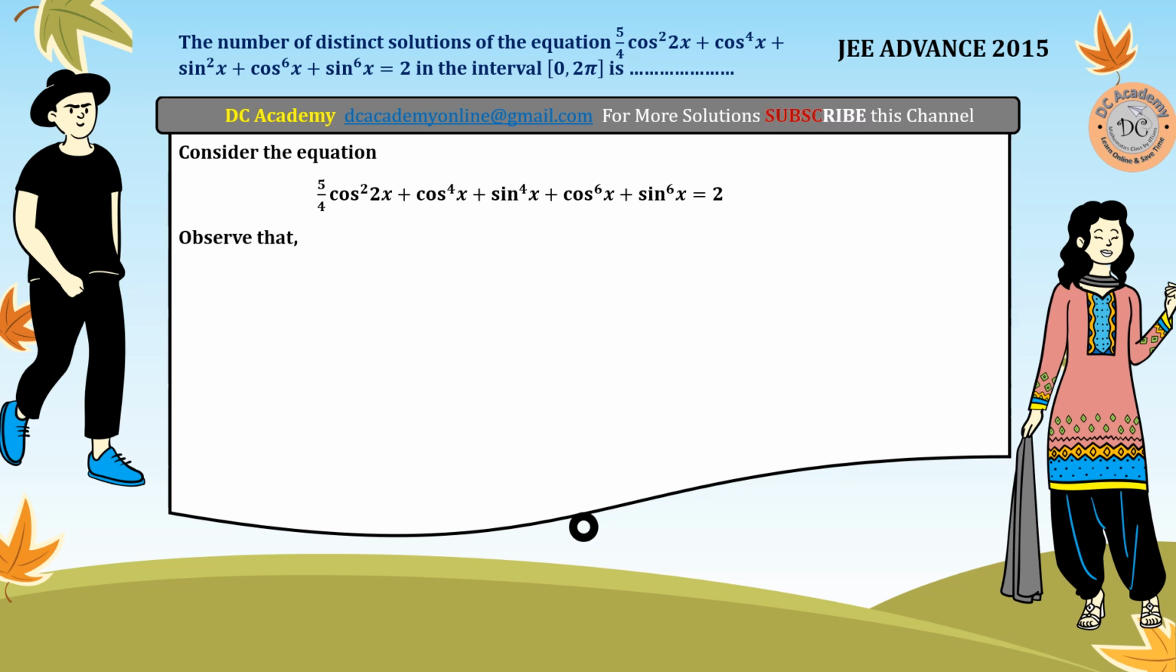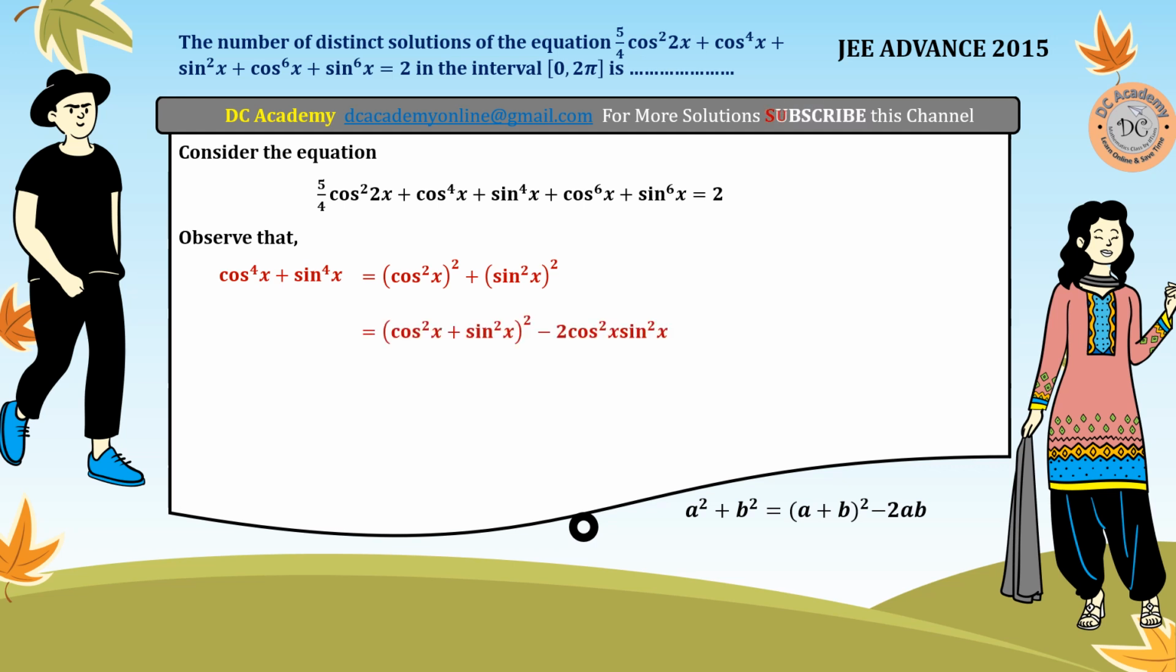So first we consider the cos 4x and sine 4x terms. This term can be easily simplified using the formula a square plus b square, because cos 4x and sine 4x can be written as (cos square x) whole square and (sine square x) whole square. We know that a square plus b square is equal to (a plus b) whole square minus 2ab. Therefore, the expression can be written as (cos square x plus sine square x) whole square minus 2 sine square x cos square x.